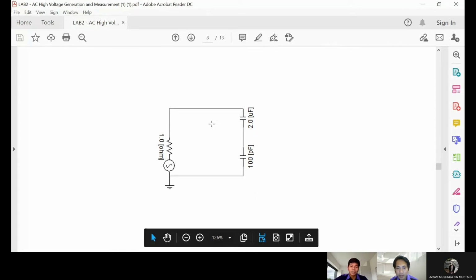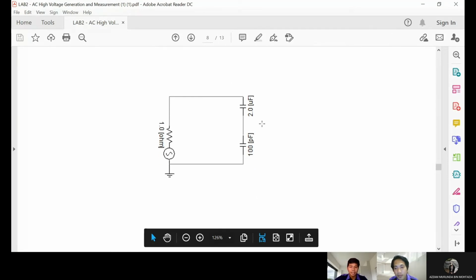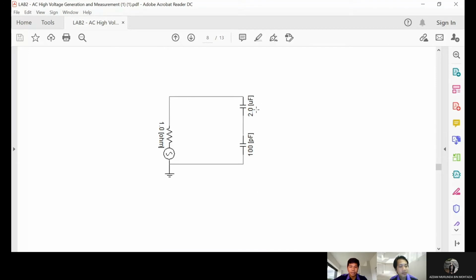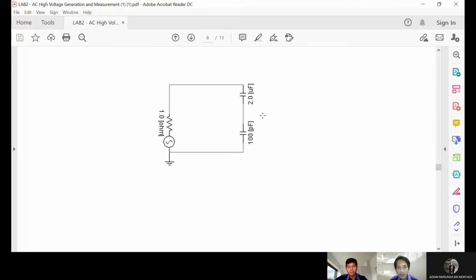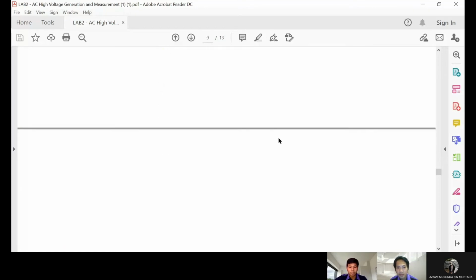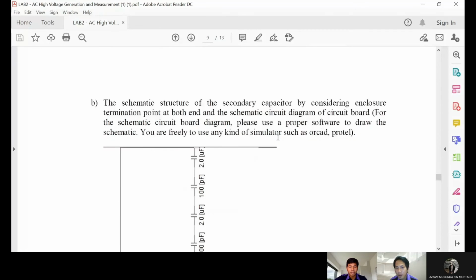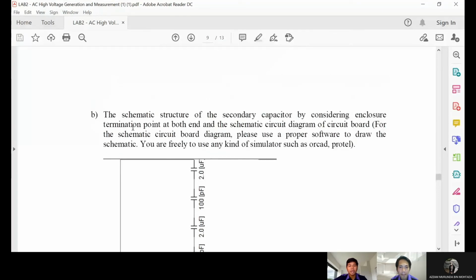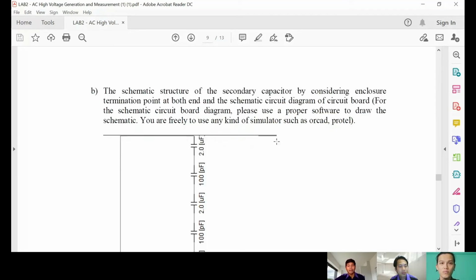Yes, we have the two capacitor values in series, which are 100 picofarad and 2 microfarad. The next question is the schematic structure of the secondary capacitor, considering enclosure termination points at both ends and the schematic circuit diagram of the circuit board. For the schematic circuit board diagram, please use proper software to draw the schematic.